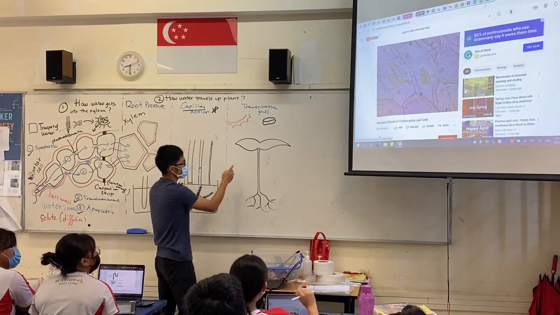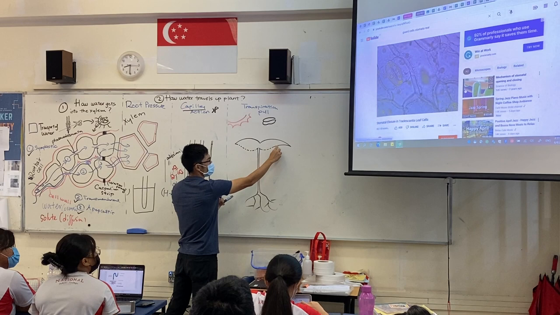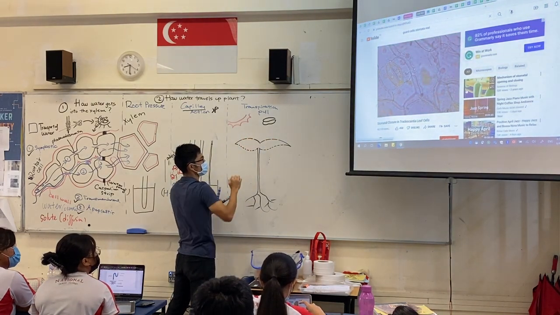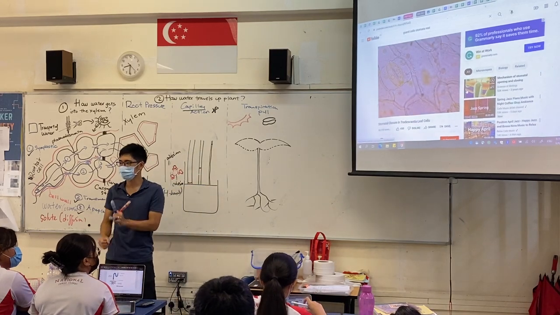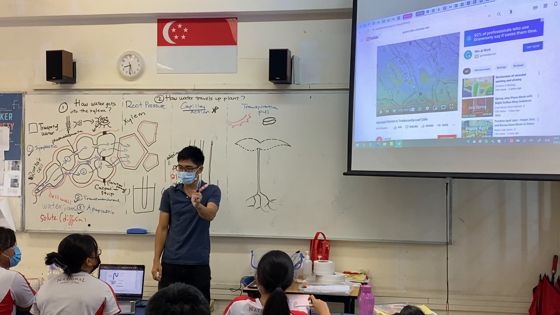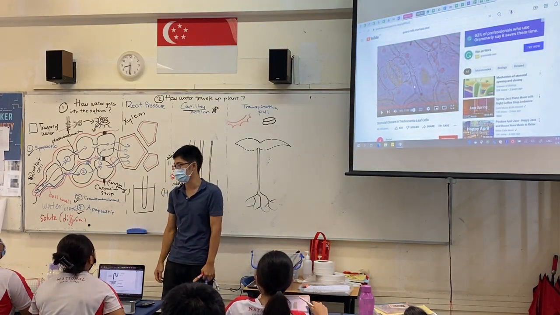And where do you find most of these stomata? You find a lot of them on the underside of leaves, and you find less of them on the top side of leaves. Want to hazard a guess why? This one has to lose less water. Lose less water, reduce evaporation. Logical? Yeah, actually that's the main reason why.